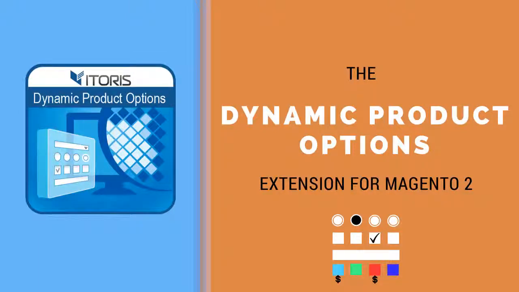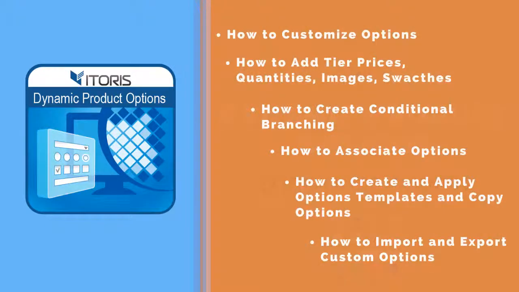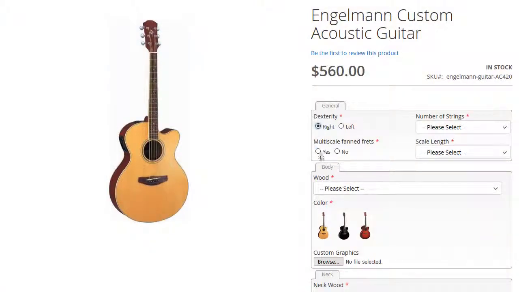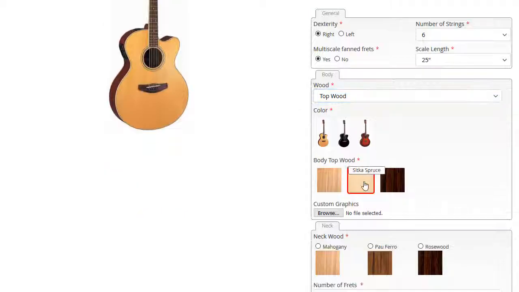Welcome to the video tutorial about the Dynamic Product Options extension for Magento 2. In this video, we will show you how to customize options, add quantities, tier prices, shipping weight, images, and enable swatches. You will be able to make options dependent, associate options to existing products, copy options via the Mass Actions tool, create and apply options templates to multiple products in bulk, or export and import options. This is how the created dynamic product options will look on the front end.